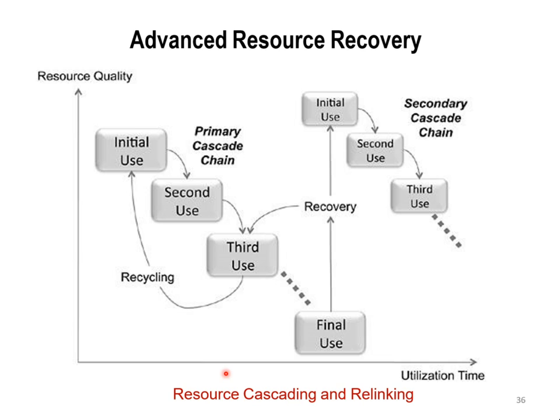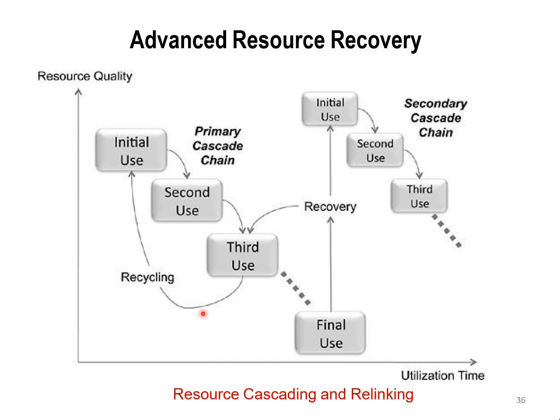Advanced resource recovery means the part has an initial use, a second use, and a third use. This is the primary cascade chain. After the third use, we do recycling to have the initial use once again, or we can send it as a final use. During that time, we can recover the part for a third use or continue it as a new product for initial use, and keep repeating this process multiple times. This is the primary cascade chain, and this is the secondary cascade chain for your product.